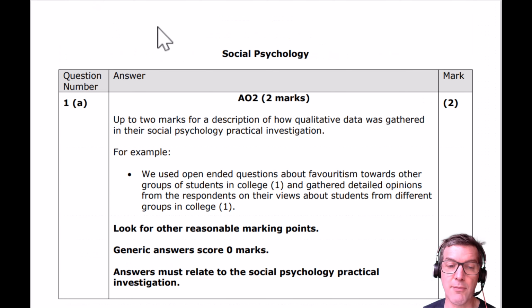we'll see that these marks are all for AO2. So it's all about making the links, the application between your understanding of quantitative and qualitative data and what you actually did in your investigation.